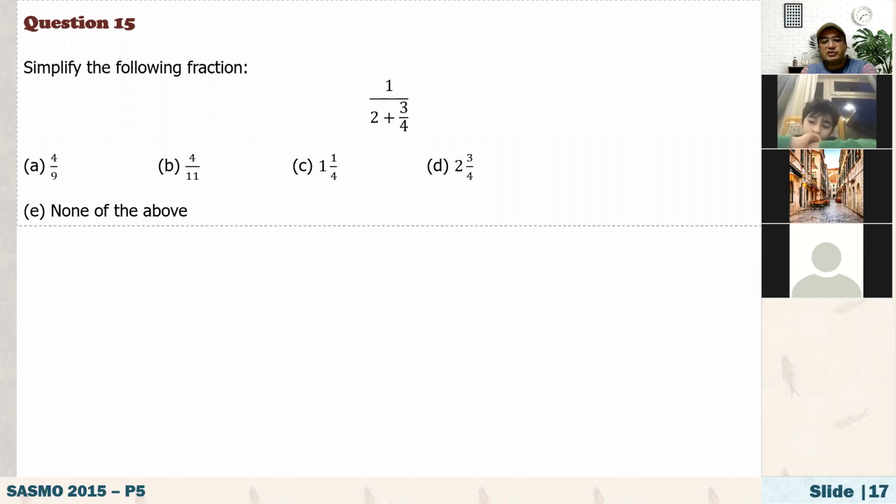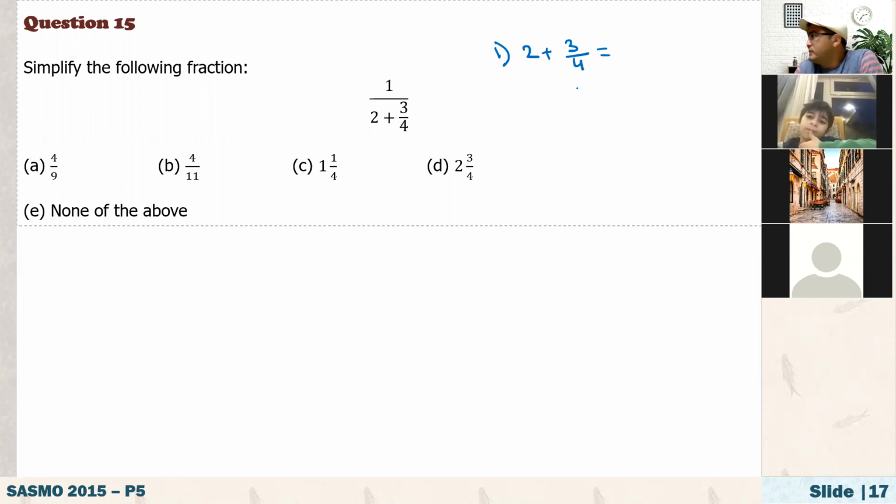That is a very easy question. Just simplify the following fraction: 1 over 2 plus 3 over 4. And how do we do that? First, we need to simplify the denominator, right? Step by step. 2 plus 3 over 4.